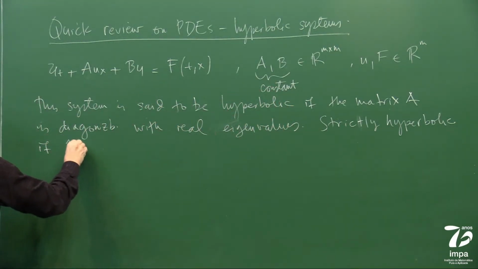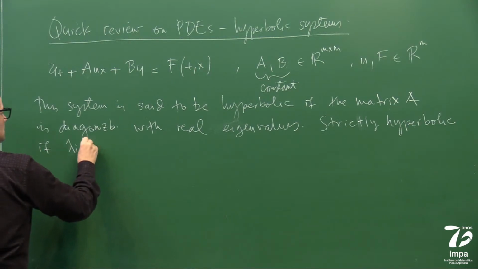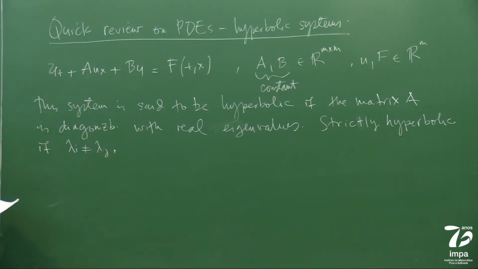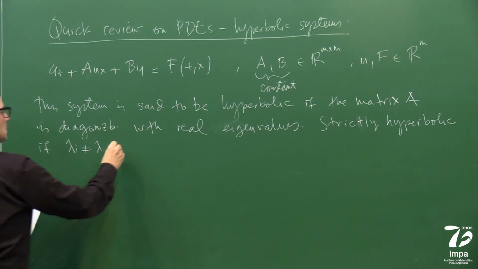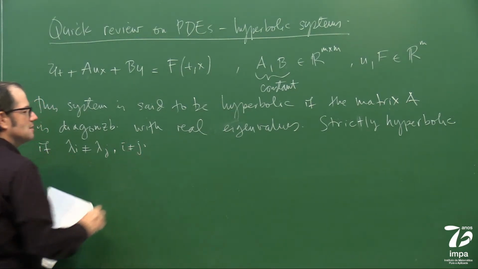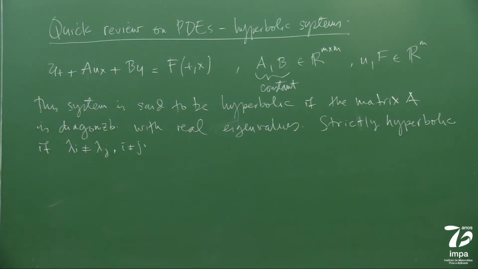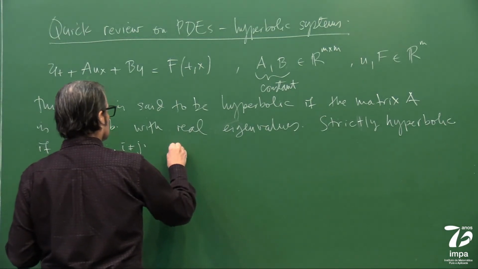if lambda_i is different from lambda_j, that is, distinct eigenvalues, because then it is diagonalizable, right? If they're real valued. And it has to be hyperbolic if you have repeated eigenvalues, right? But you have the complete basis of eigenvectors. Okay, no big deal.